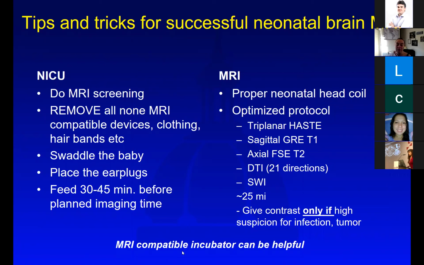We also have MR-compatible incubators. We scan some of our babies while they're in their incubators, which also helps our success rate.